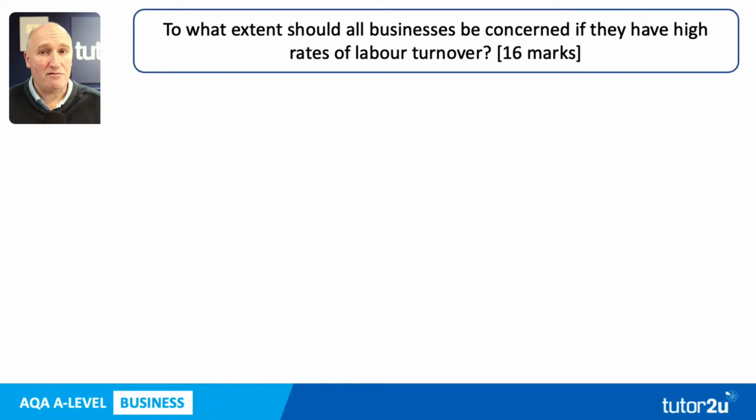This one is based around the Chillax case study, and the 16 mark question in paper 2 was this: to what extent should all businesses be concerned if they have high rates of labour turnover? This is one of these classic 16 mark open questions where we have to consider not just the case study business, Chillax, but also other business situations, just to provide some balance in terms of the range of situations. That helps us meet the demands of the question, doesn't it?